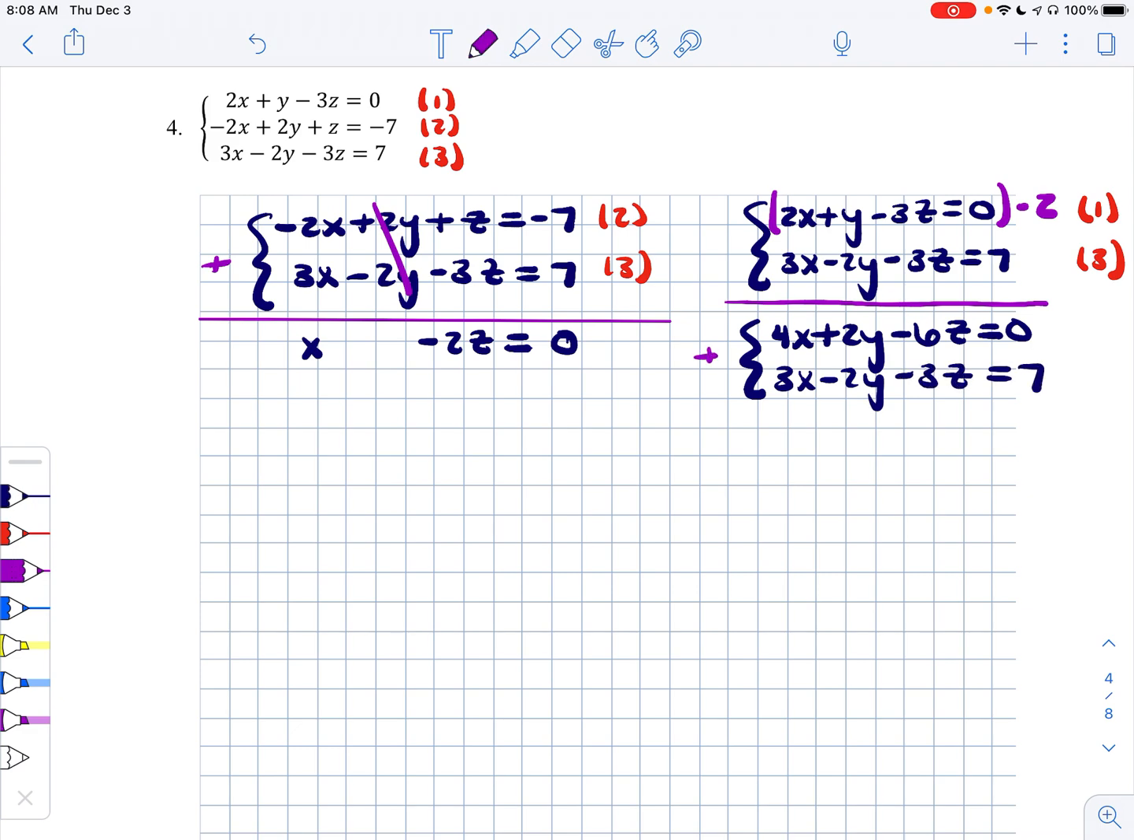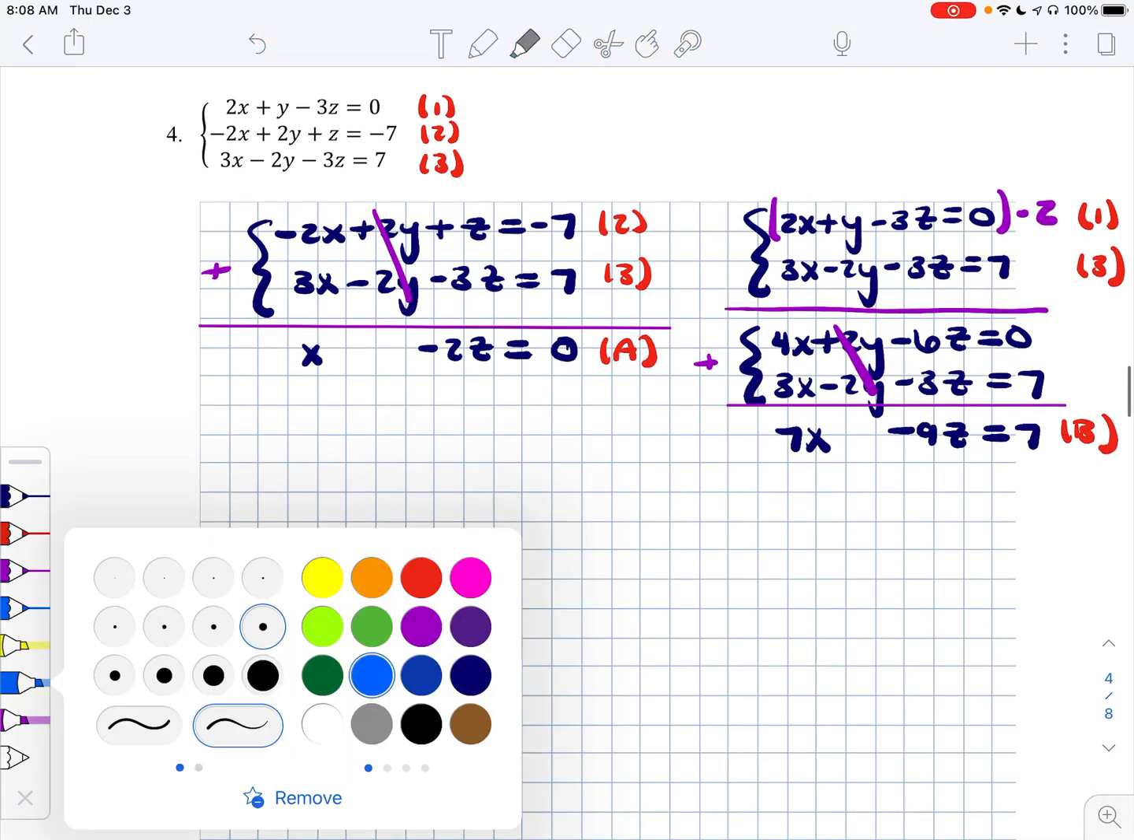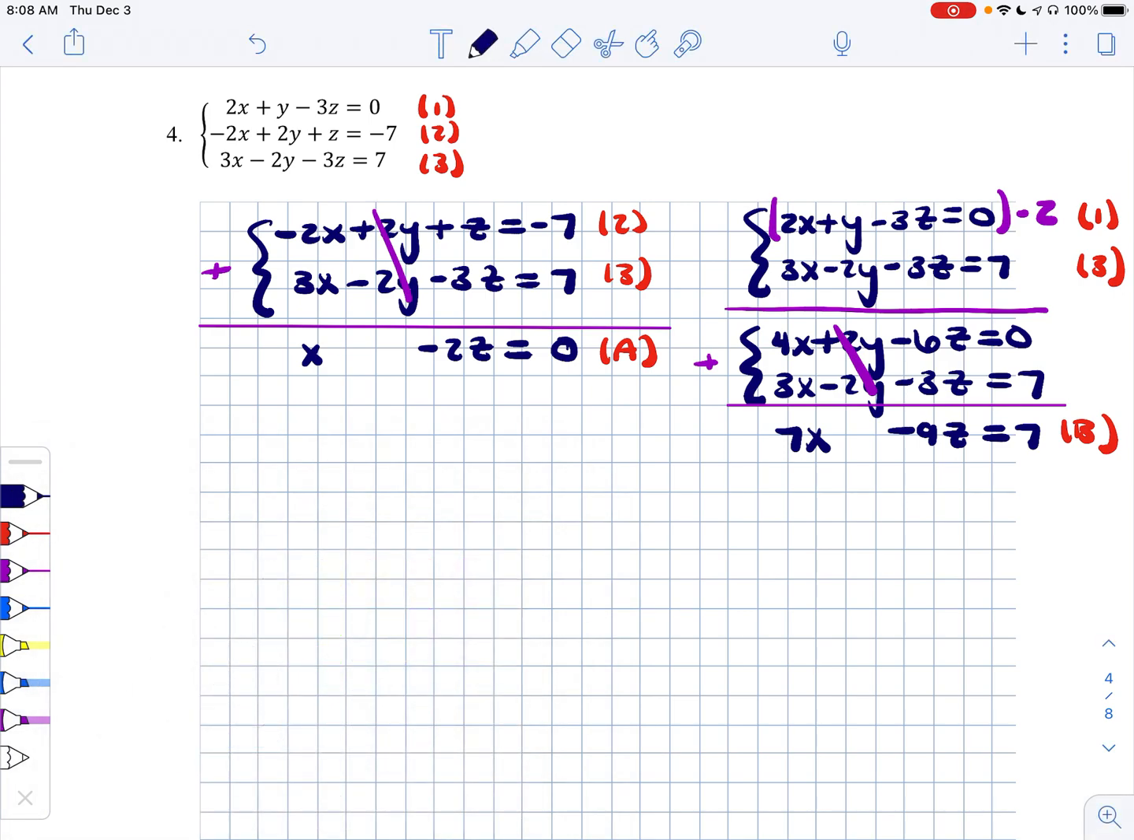All right, add our equations up. The y's cancel, and we'll have 7x minus 9z is equal to 7. So that's our A equation, and this is our B equation. Now putting together our equations A and B, we have our 2x2 system, and we just keep going with it as we've been doing.